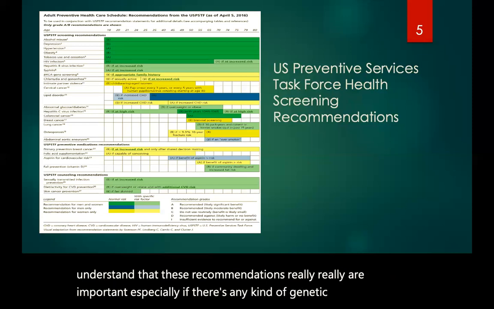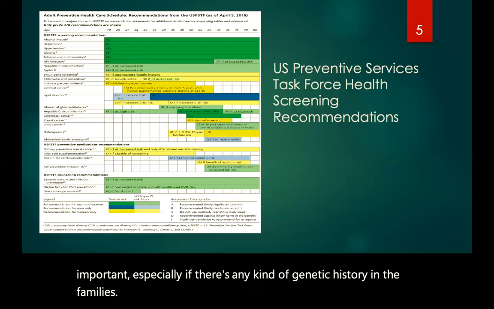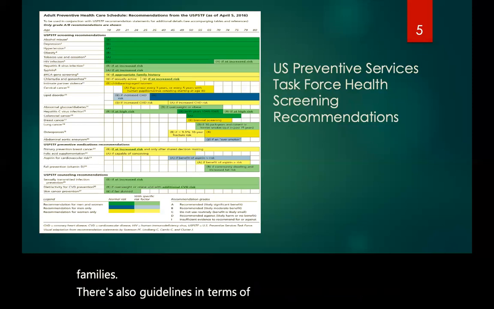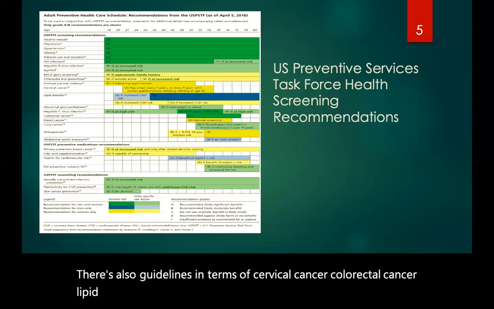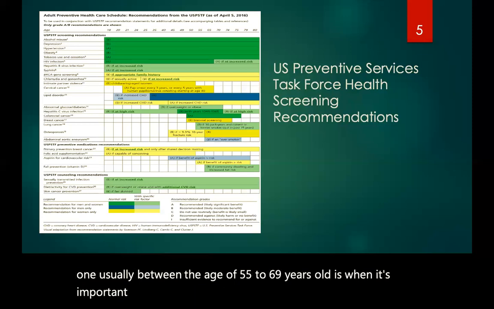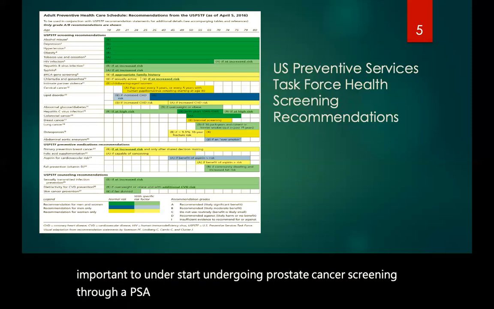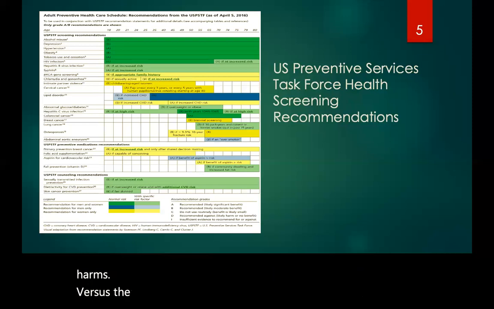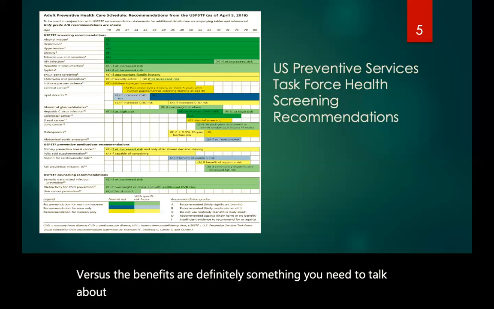There's also guidelines in terms of cervical cancer, colorectal cancer, lipid disorders, lung cancer, prostate cancer. Prostate cancer is a big one. Usually between the age of 55 to 69 years old is when it's important to start undergoing prostate cancer screening through a PSA and a prostate exam. Okay, potential harms versus the benefits are definitely something you need to talk about with your patient in terms of prostate cancer. So just keep that in mind.